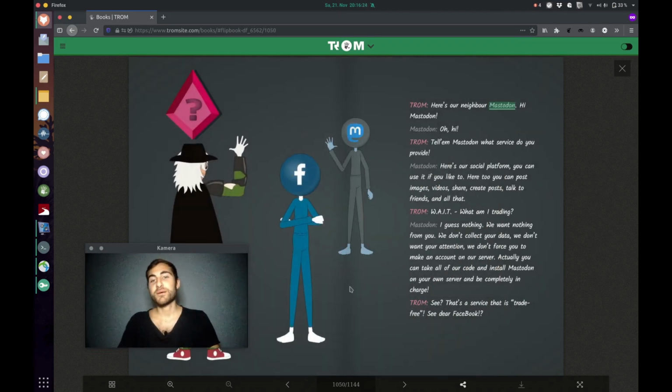And then Mastodon comes in and says, here's our platform, you can use it if you like to. Here too, you can post images, videos, share stuff, create posts, talk to friends and all that. The TROM superhero is again like, wait, what am I trading? And Mastodon is like, I guess nothing. We want nothing from you. We don't collect your data. We don't want your attention. We don't force you to make an account on our server. Actually, you even can take all of our code and install Mastodon on your own server and be completely in charge. The TROM superhero is like, see, that's a service that is trade-free.